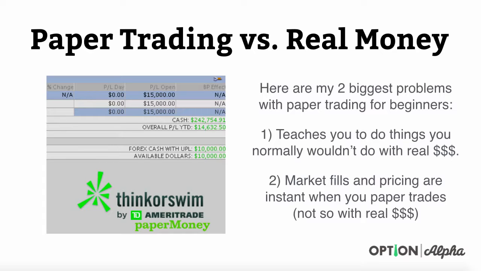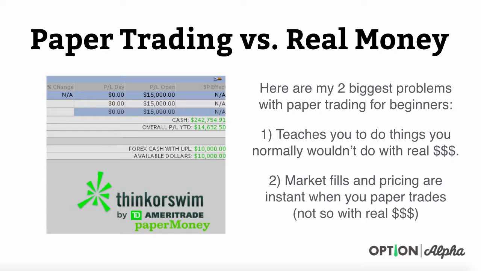Number two is that market fills and pricing are instant when you paper trade. Now, this is true of the Thinkorswim broker platform. Their paper money account, when you enter a trade, as long as the market's open and your price is very close to where the market is trading, you'll instantly get filled and you'll instantly get filled at your price. Because again, it's just paper money, so they don't really care about real fills.